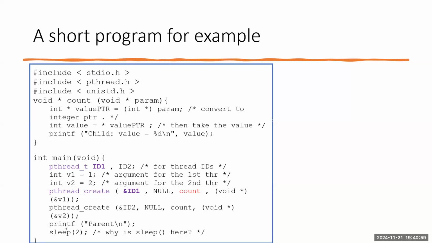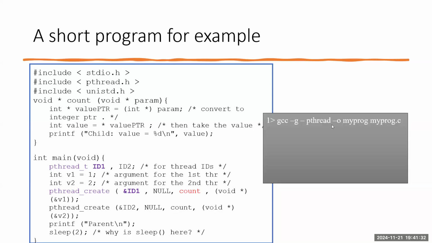Then the parent will print the word parent, and it'll do sleep. Why is the sleep here? Well, it's not really a very good solution, but it's to hope that the children will print before the parent finishes. If the parent didn't have a sleep here, it might finish, and the minute it finishes, the children will all die, because they're in the same process. Unlike processes: when you create a separate process, the parent dying doesn't kill the children.